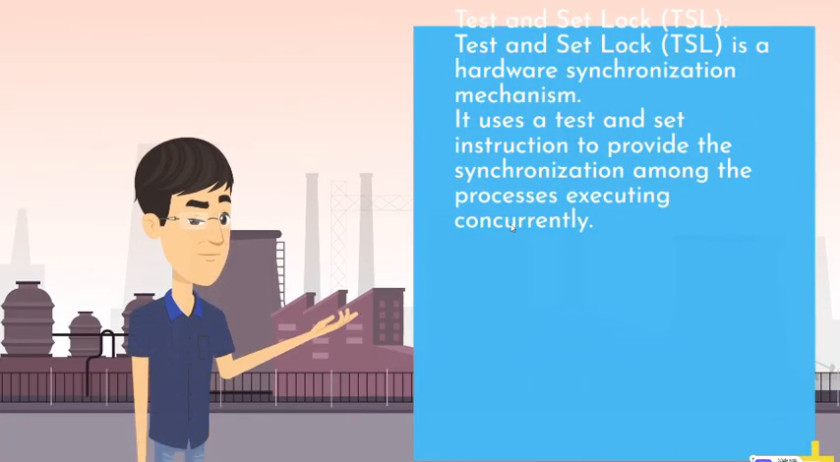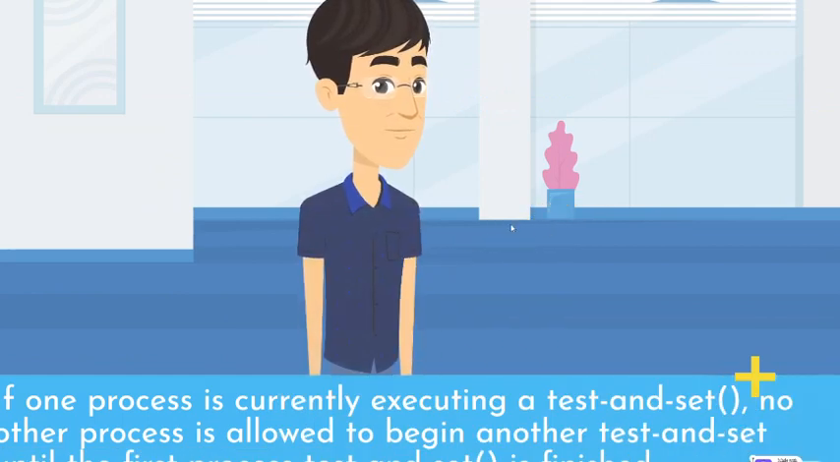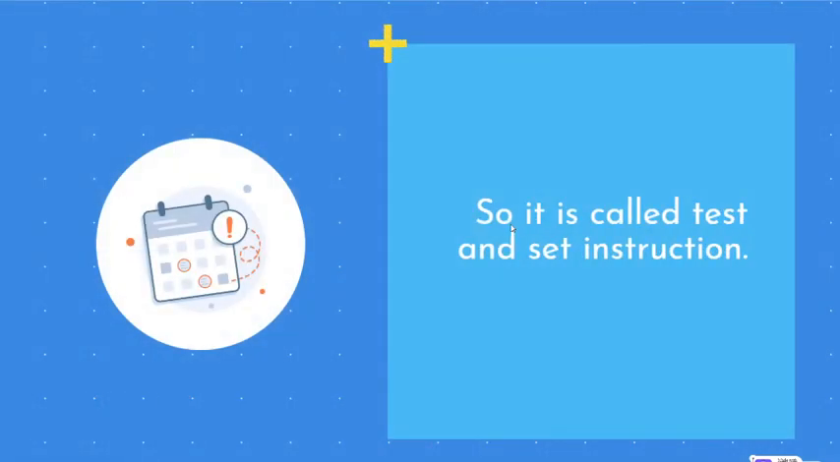Test and set lock, TSL, is a hardware synchronization mechanism. It uses a test and set instruction to provide synchronization among the processes executing concurrently. If one process is currently executing a test and set, no other process is allowed to begin another test and set until the first process's test and set is finished. So it is called test and set instruction.